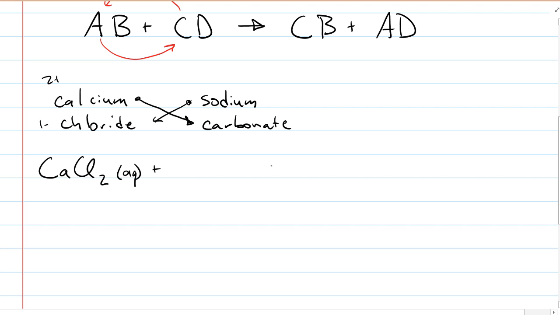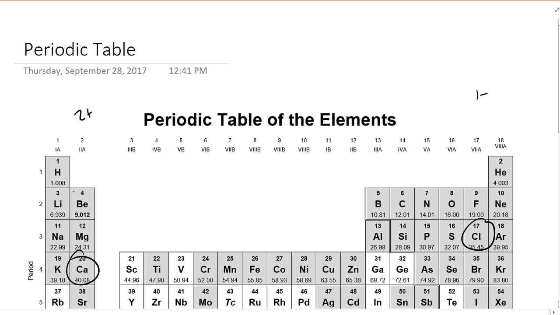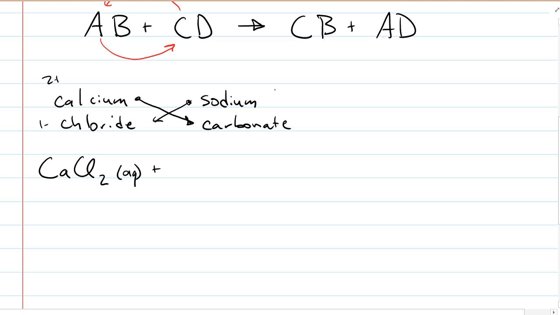Next, it's reacted with sodium carbonate. Sodium is Na with a charge of 1 plus. Carbonate, CO3 with a charge of 2 minus. Now if you've forgotten these, again, you're going to have to go back and review them. So the formula for sodium carbonate would be Na2CO3. Phase label is aqueous once again.